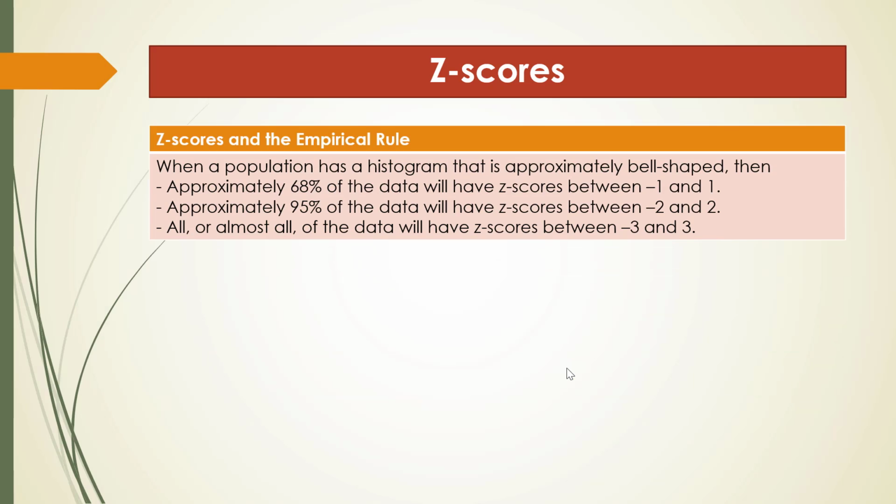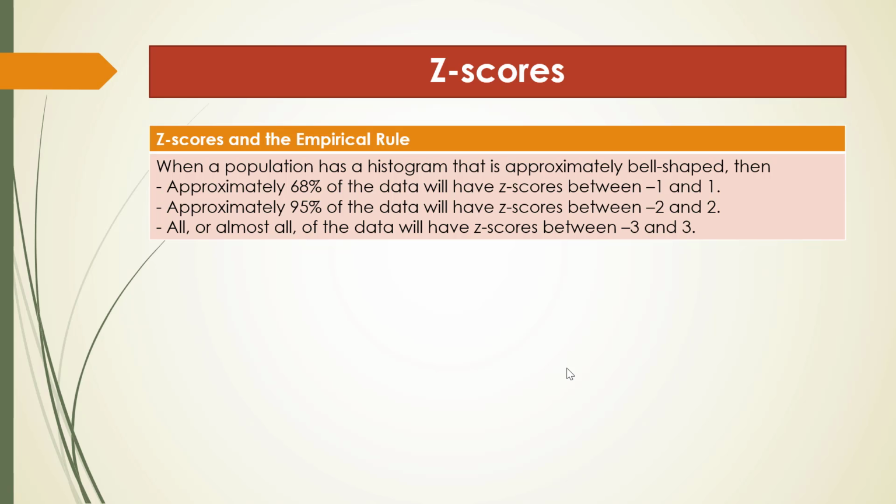Now we are going to combine the Z-score and the empirical rule. Remember in the last lesson when I introduced the empirical rule, when a population has a histogram that is approximately bell-shaped and symmetric, the empirical rule is applied as follows. Approximately 68% of data will be within one standard deviation. Approximately 95% of the data will be within two standard deviations, and all or almost all of the data will be within 3 standard deviations. So in the lesson today, we combine the empirical rule with the Z-score.